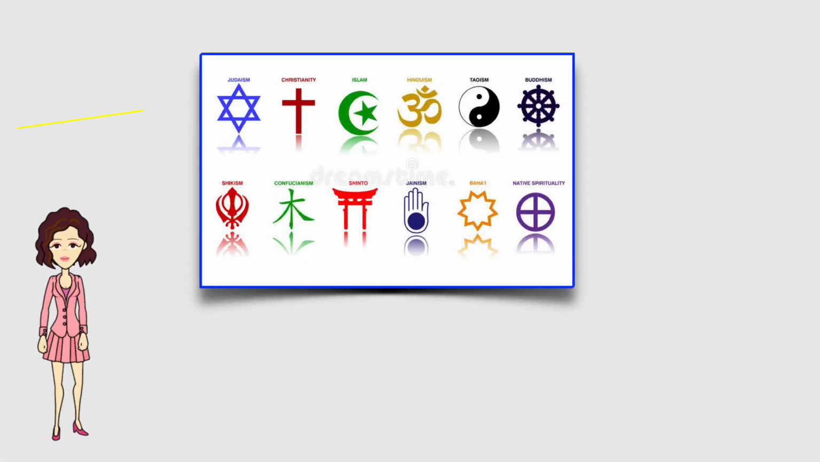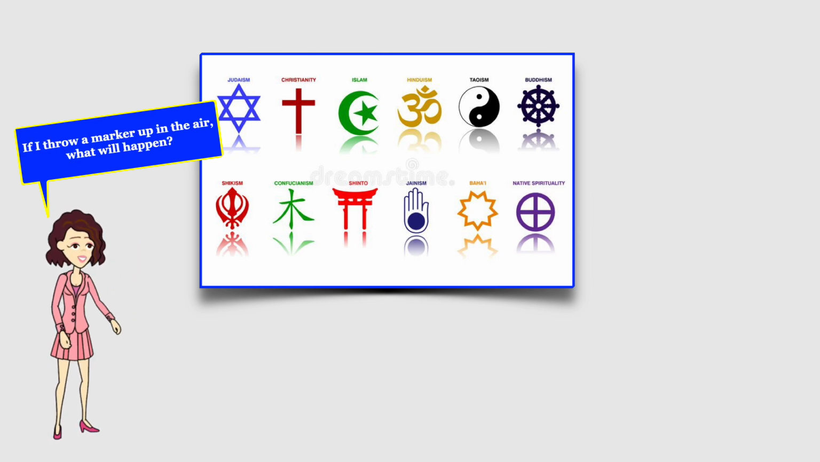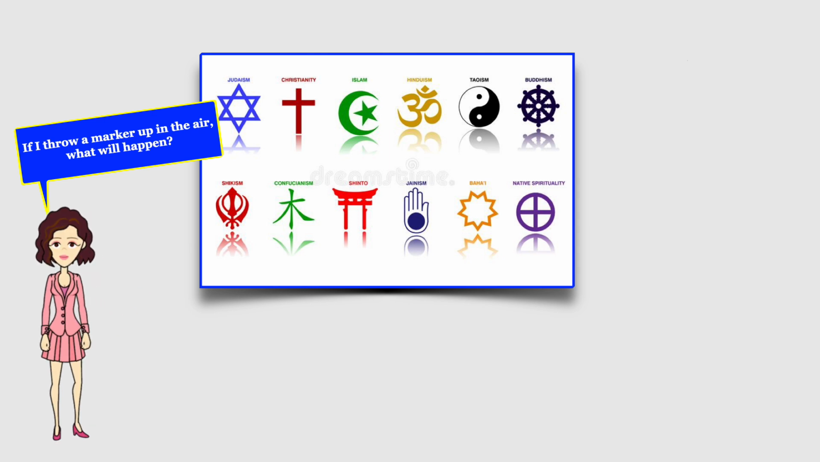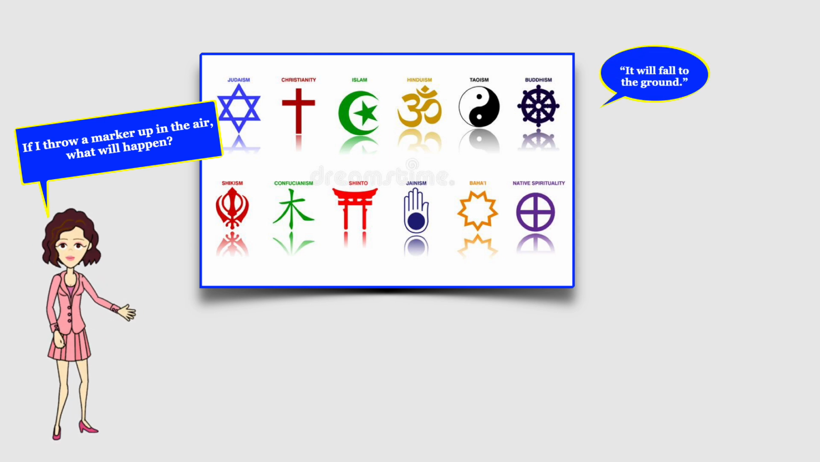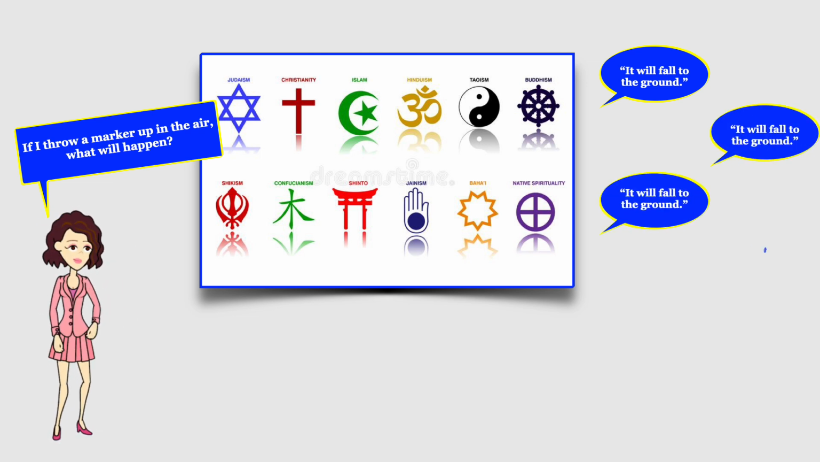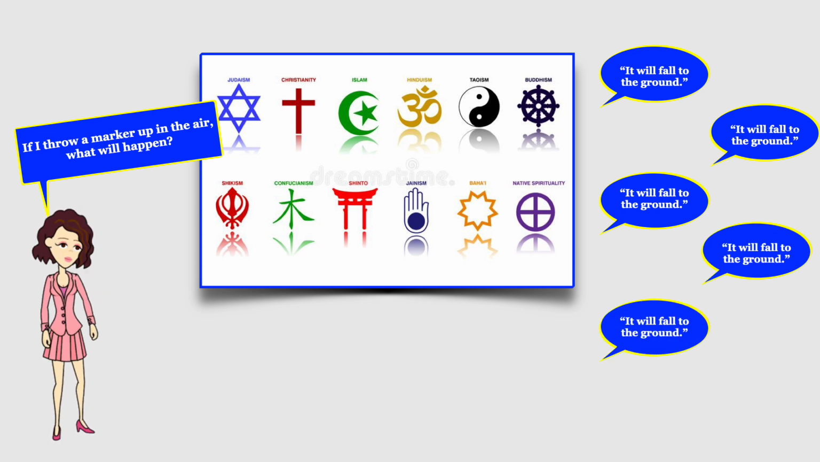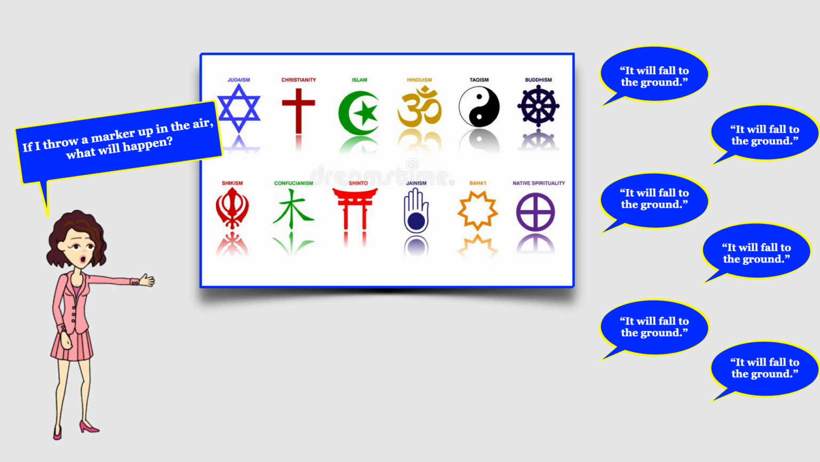Now, if we compare that to objectivity, for example, if I were to ask members of all of these religious faiths, if I throw a marker up in the air, what will happen? Well, a person of the Jewish faith will likely say it will fall to the ground. A Christian will say it will fall to the ground. A Muslim will say it will fall to the ground. A Hindu will say it will fall to the ground. An atheist will say it will fall to the ground.